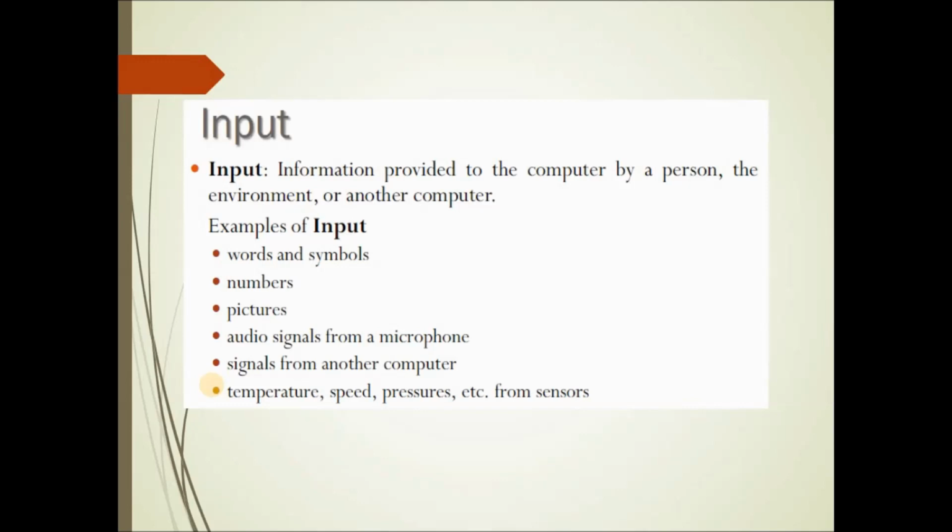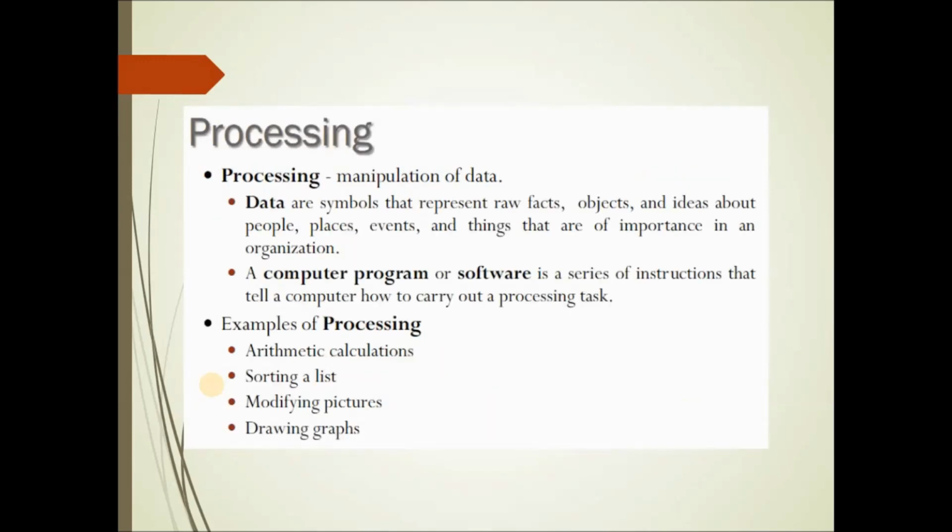Okay, this thing we can give as input, as an instruction to the computer system, right? Now see processing. How is processing done? Processing means manipulation of data. Data are symbols that represent raw facts. That means what we are going to input.